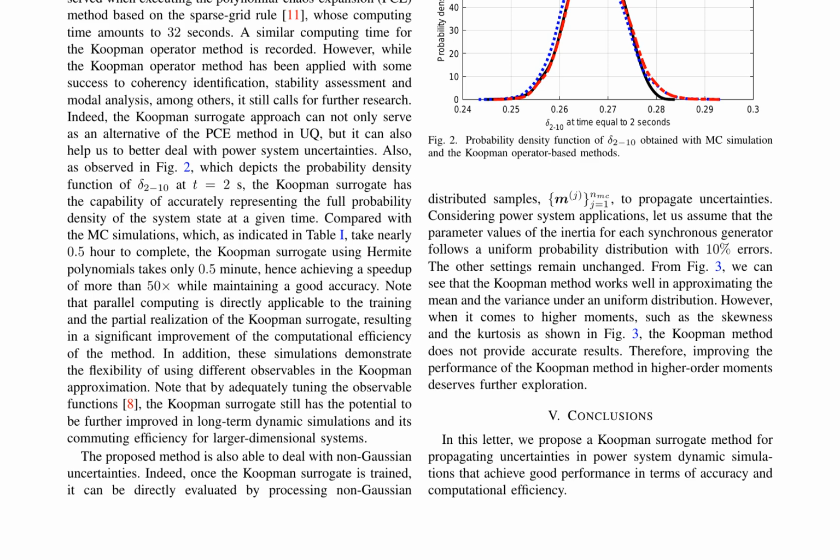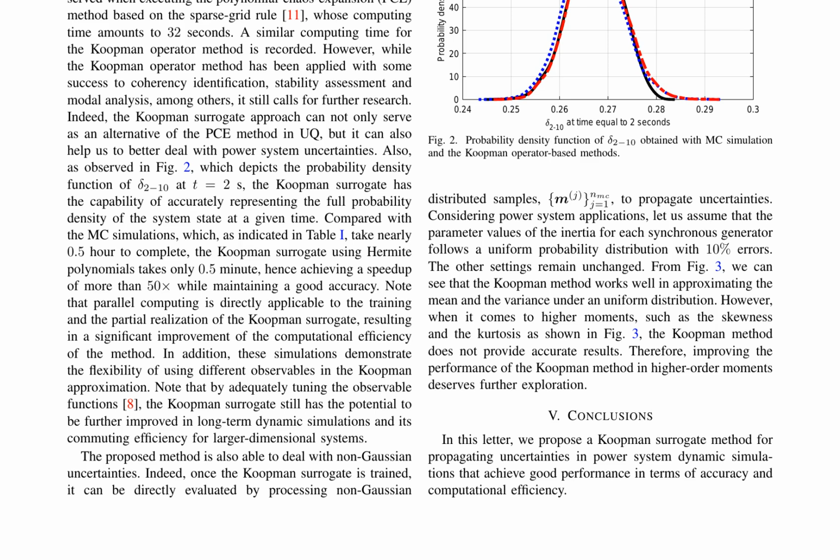By assuming the parameter values of the inertia for each generator follow a uniform probability distribution with 10% errors, the Koopman method is shown to work well in approximating the mean and variance under a uniform distribution, as depicted in Figure 3. However, the method does not provide accurate results for higher moments such as skewness and kurtosis, indicating that improving the performance of the Koopman method in higher-order moments is an area for future research.